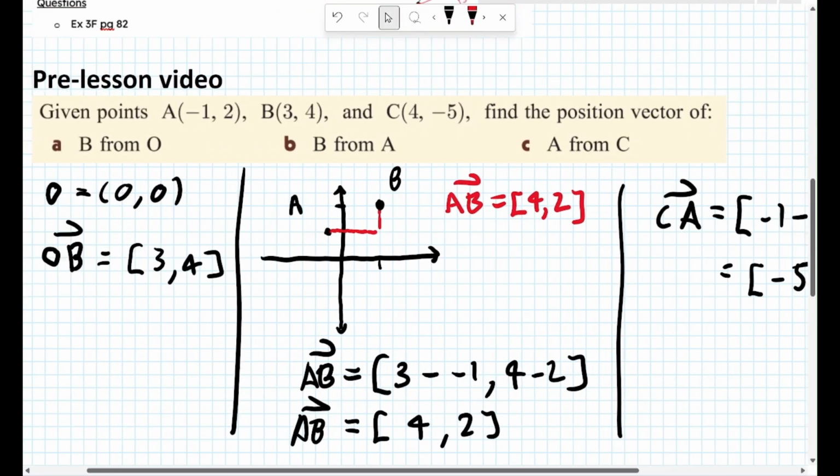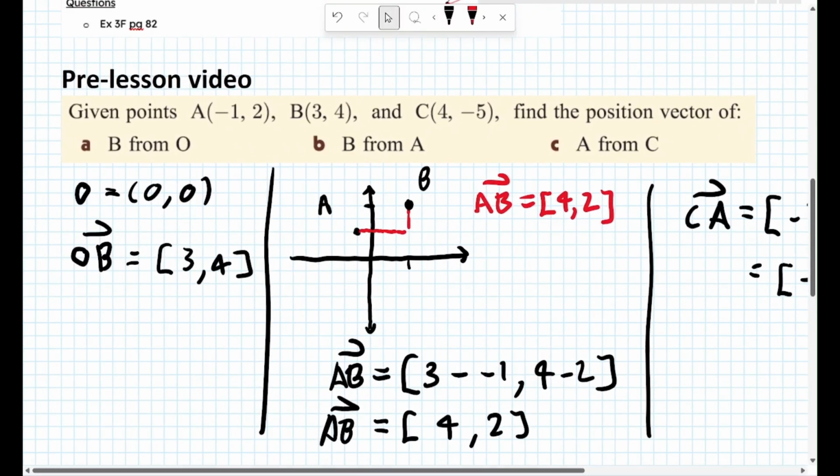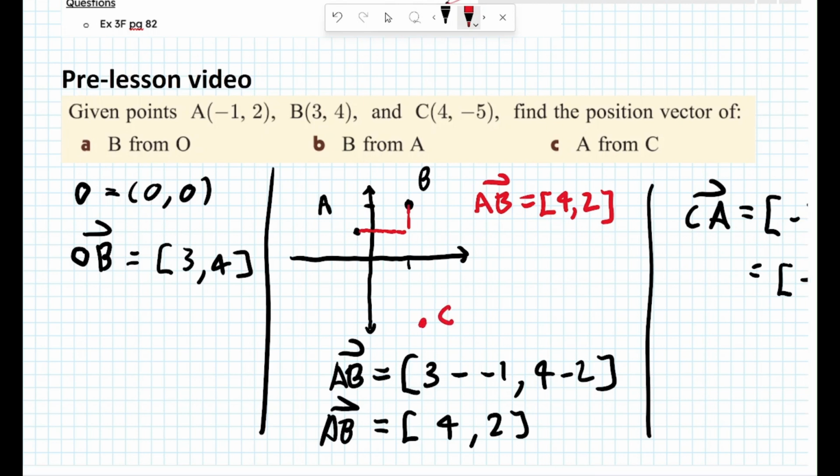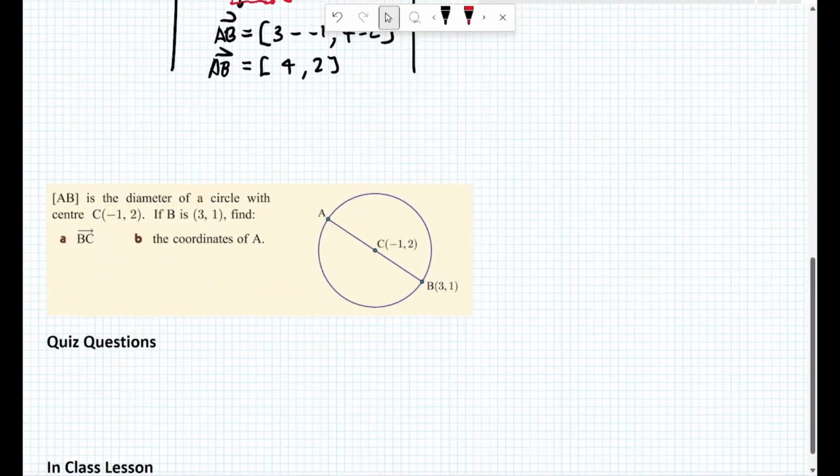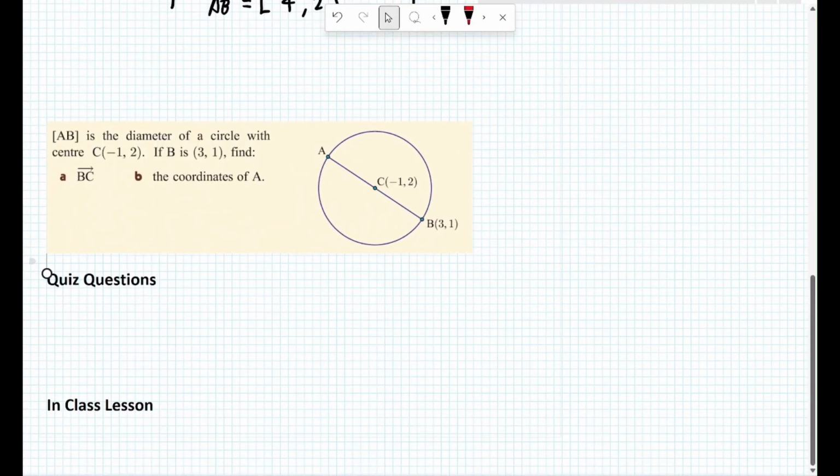And this should hopefully make sense, because if I draw C on my diagram as well, so that's going to be 1, 2, 3, 4, and then 1, 2, 3, 4, 5 down. C there. And I look at going from C up to A. I'm going to be going 1, 2, 3, 4, 5 to the left, and 1, 2, 3, 4, 5, 6, 7 up. That's the vector C to A. So it checks out.